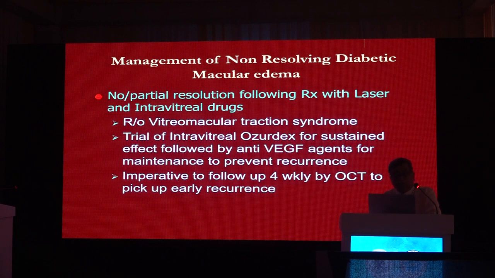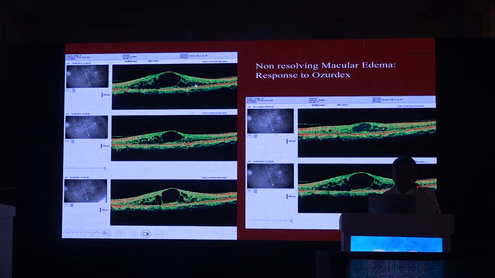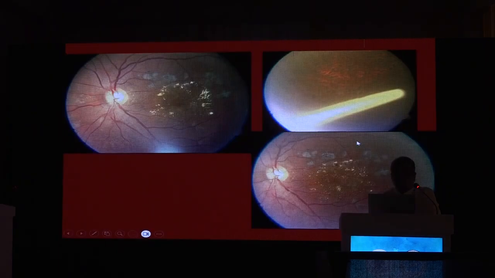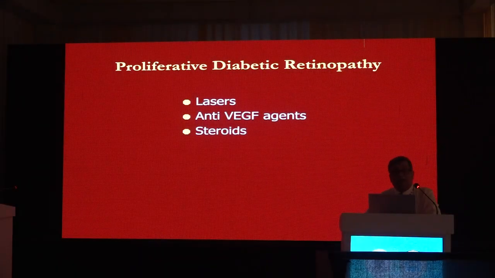and then you can give them a trial of Ozurdex for a sustained effect, followed by anti-VEGF agents for maintenance and prevention of recurrence. 4-weekly OCT is still needed, and you can see this was one of those patients not responding to any monthly treatments till he got one Ozurdex, and suddenly the response came, and this will usually end up with a rebound 3 to 4 months later. That's why the monthly follow-ups are necessary.